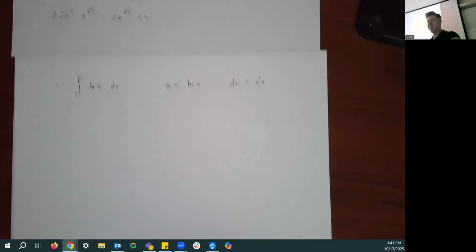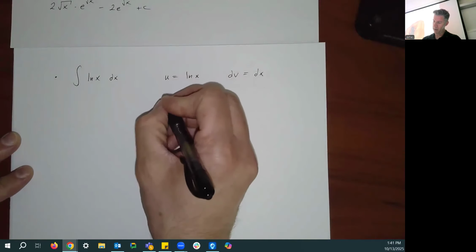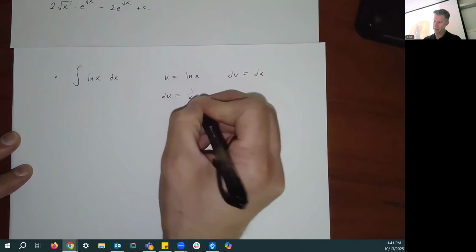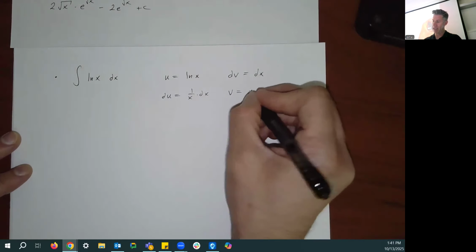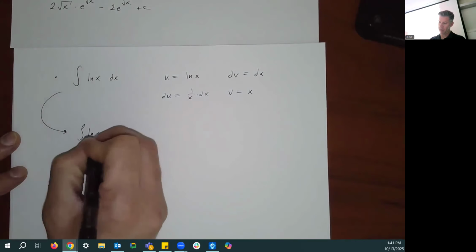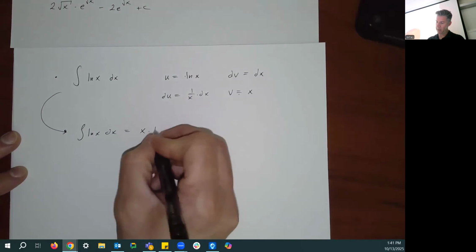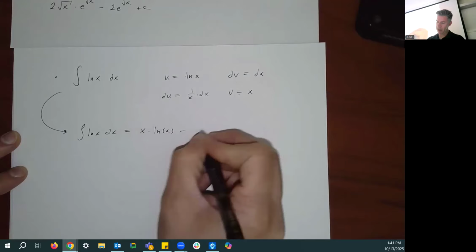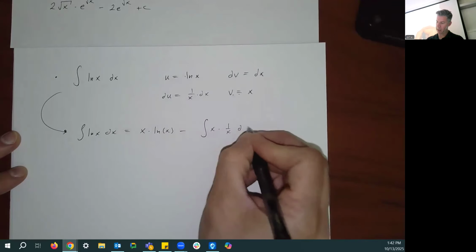Very rarely in this class. In other classes, there are more examples that have this kind of process. This class, this is kind of the only one. There might be one other one that I'll mention in a second here. So your du is going to be 1 over x times dx. Your v is going to be the antiderivative of 1, which is x. And then we're just going to rewrite this as the integral of the natural log of x dx is equal to u times v. So x times the natural log of x minus the integral of v times du, x times 1 over x times dx.